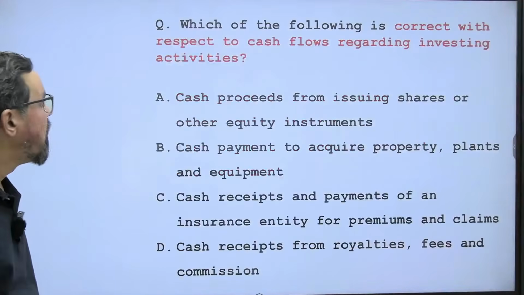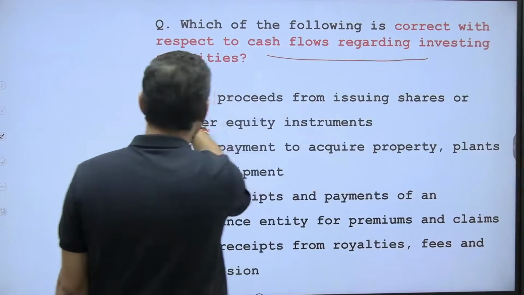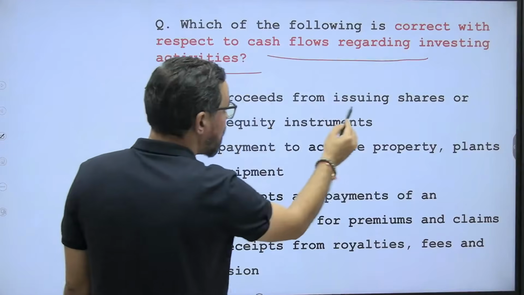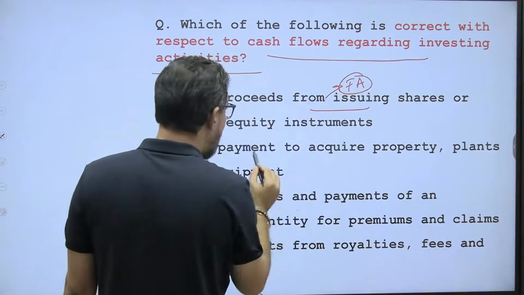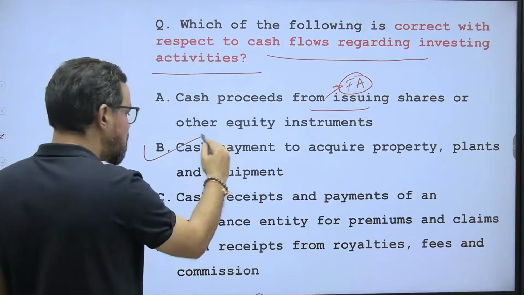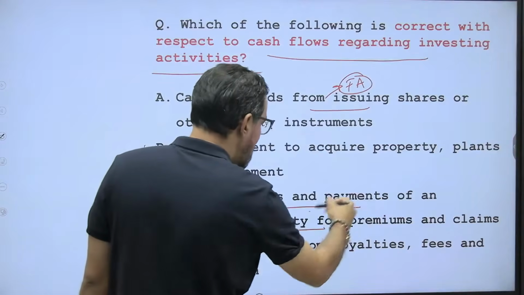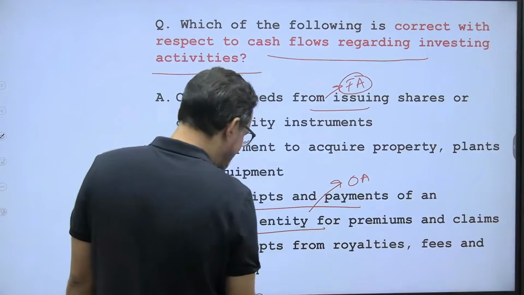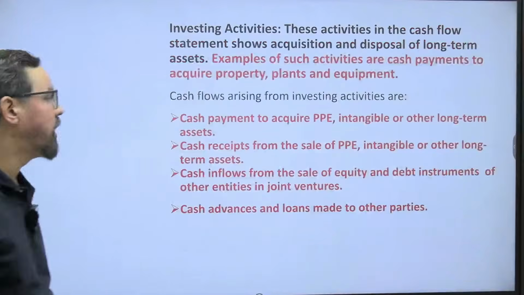Next one. Which of the following is correct with respect to cash flow from investing activities? Cash proceed from issuing shares, financing activity, right? Cash payment to acquire property, plants, equipment, investing activity. Cash receipt and payment of an insurance, operating activity. Cash received from royalties fee, operating activity, right? So B will be right answer for this one.